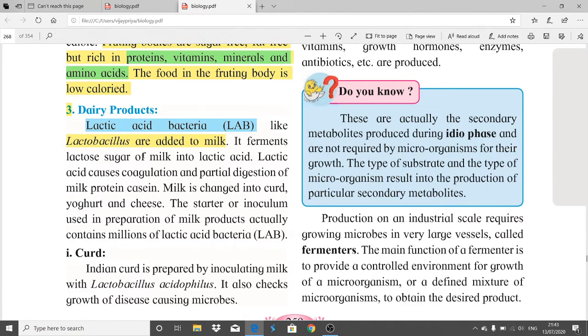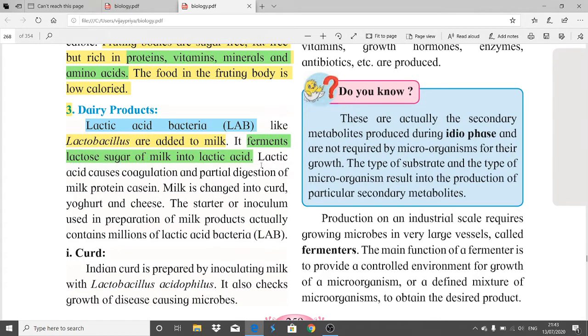It is not airborne microorganism, that you have to remember. But lactobacillus is inoculated, or added to milk, in a certain amount. Again, you have to specify that. So it ferments the lactose sugar of milk. If the lactobacillus is added to the milk, then what process occurs inside the milk? The lactose sugar of milk gets converted into lactic acid. Now this is the first step.